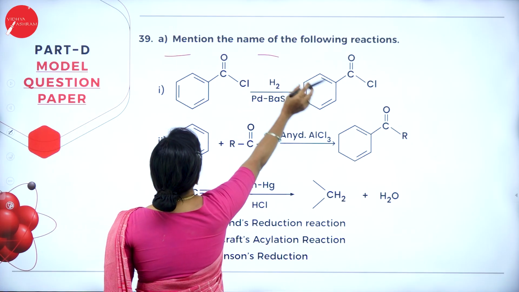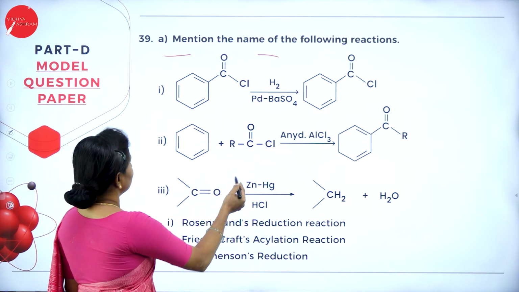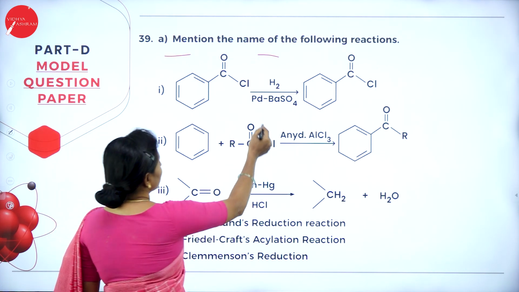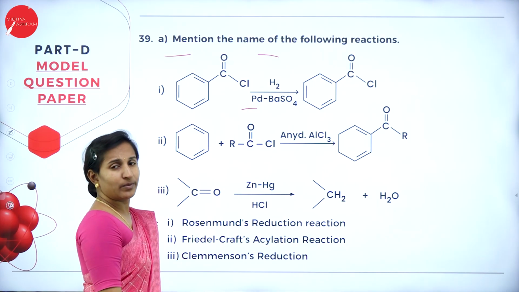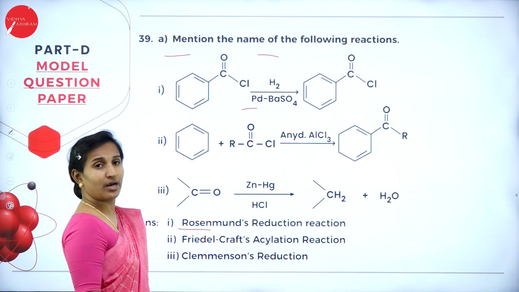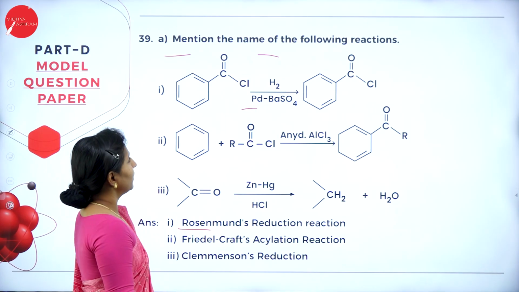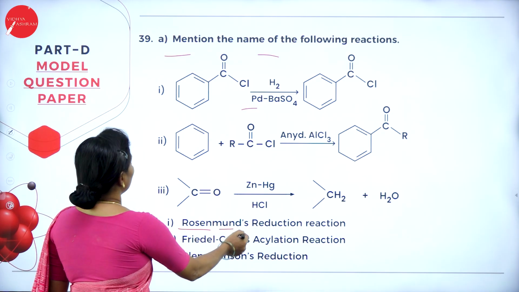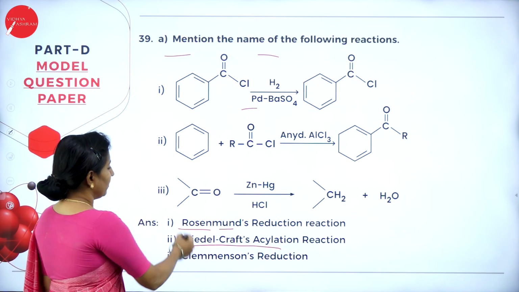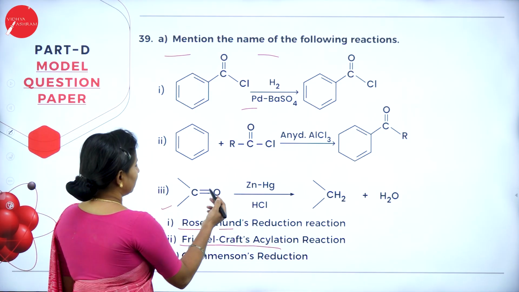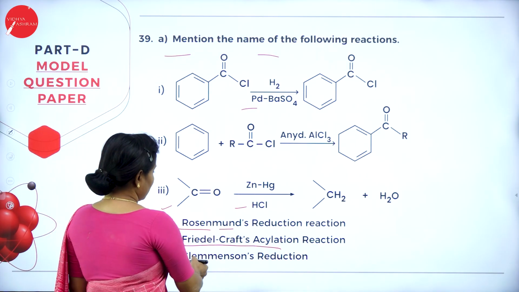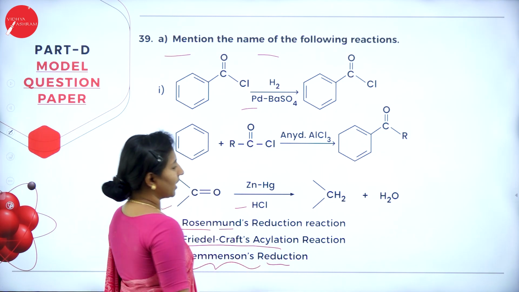Mention the name of the following reactions. So here we have 3 reactions. The first one is benzoyl chloride reacting with hydrogen and palladium on barium sulfate. This is the Rosenmund reaction or Rosenmund reduction. It is one of the methods. And the second reaction we call Friedel-Crafts acylation. The third reaction is when a ketone reacts in the presence of zinc amalgam and HCl, which is called Clemmensen reduction.